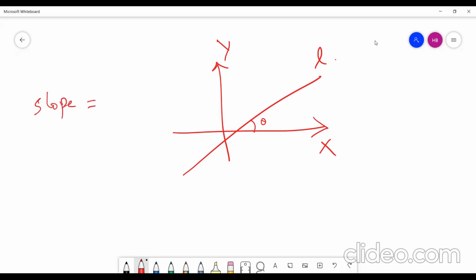Can you guys hear me? Hello? Yes. y equals mx plus c, basically. No, I'm just talking about the slope. What is the slope of this line?